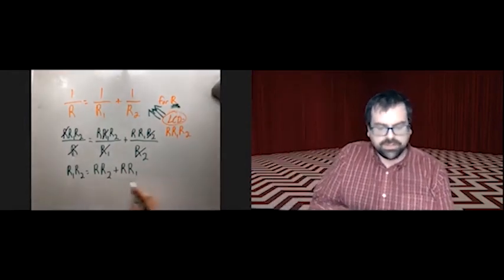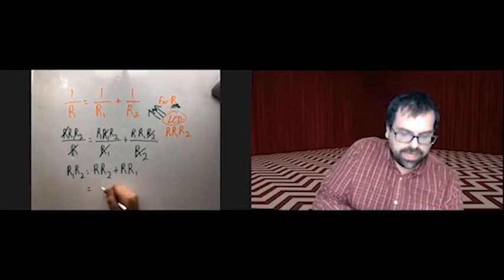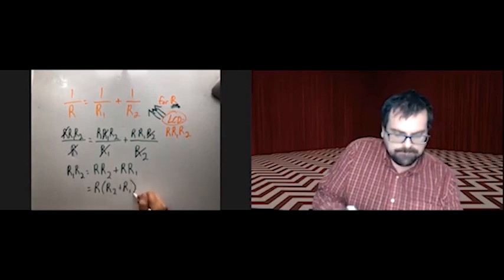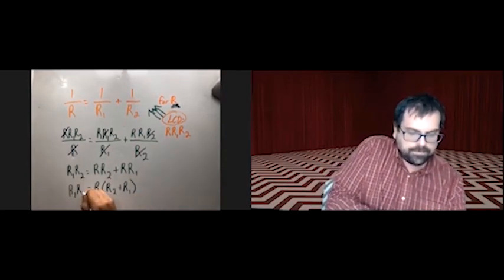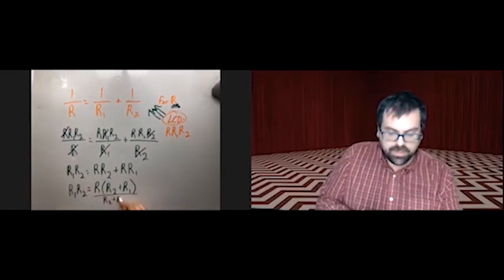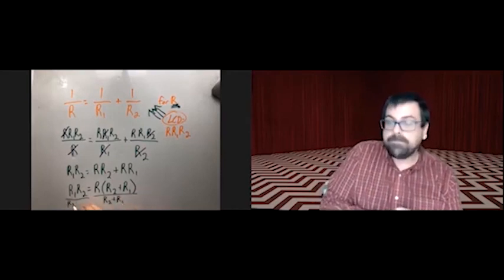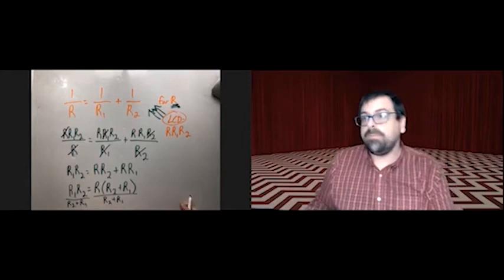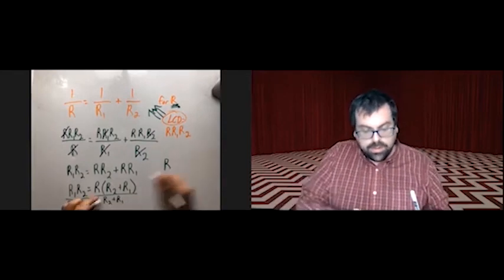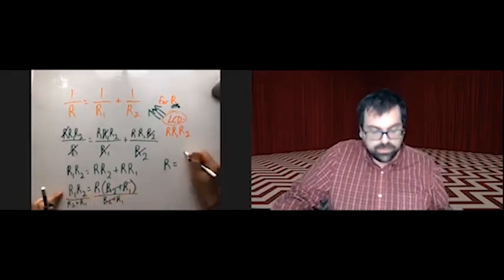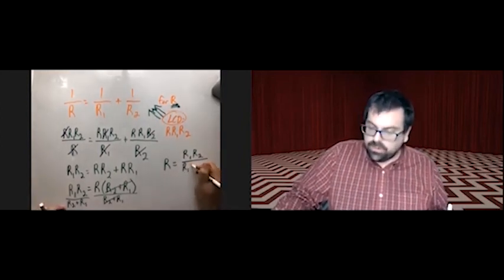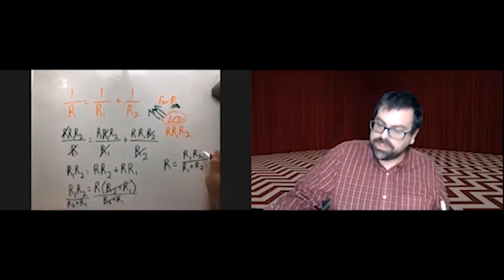We already have all the R terms on one side, everything else on the other. Yay. Factor out an R, R2 plus R1. Divide both sides by what's left, by the R2 plus R1. And there it is. We're left with the R on one side, and it's equal to the R1 times R2 over R1 plus R2. R2 plus R1, order doesn't matter.